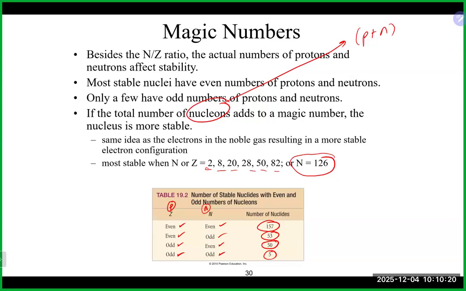Probably the most often you look at stability would be the neutron-to-proton ratio, or positive, even, or odd type of nuclei. And we'll take a look at another way to look at stability a little bit later on.